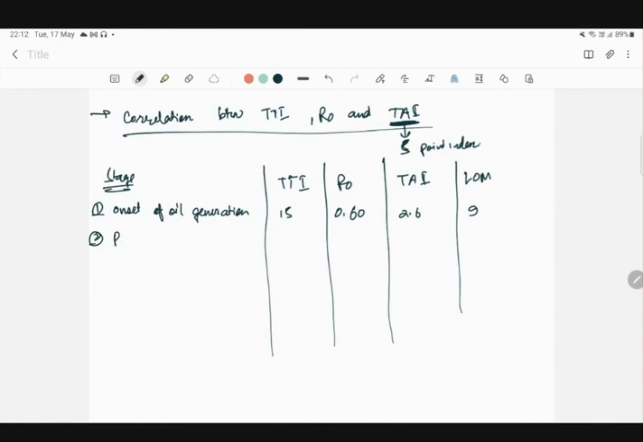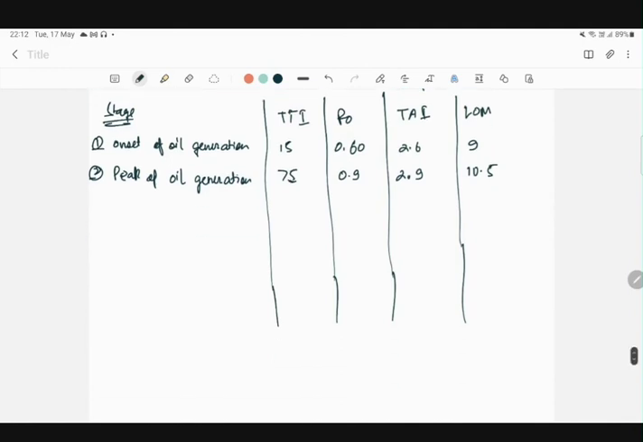Second point, peak of oil generation. For TTI, it is 75. For R naught, it is about 0.9. For TAI, it is about 2.9. And for LOM, it is about 10.5. For the first, it is 15. Then end of oil generation: TTI 160, R naught 1.35, TAI 3.3, and LOM 11.5. That is level of organic metamorphism.